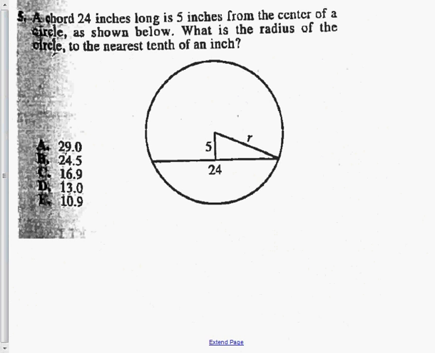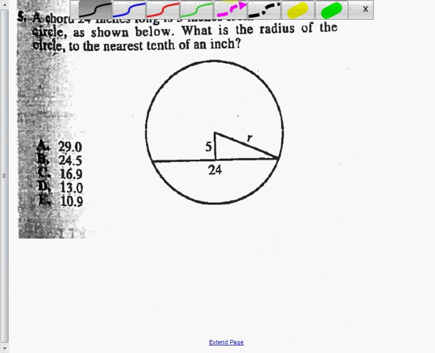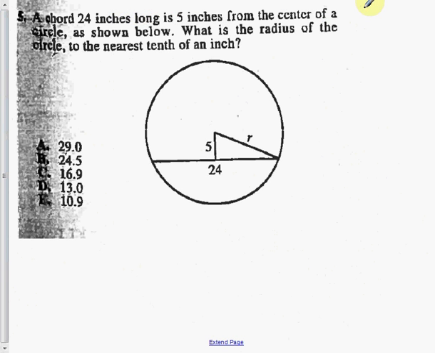A chord 24 inches long is 5 inches from the center of a circle as shown below. What is the radius of the circle to the nearest tenth of an inch? We're looking for this r right here. This line that goes from the center to this chord, if I extend that through, this also becomes a radius.